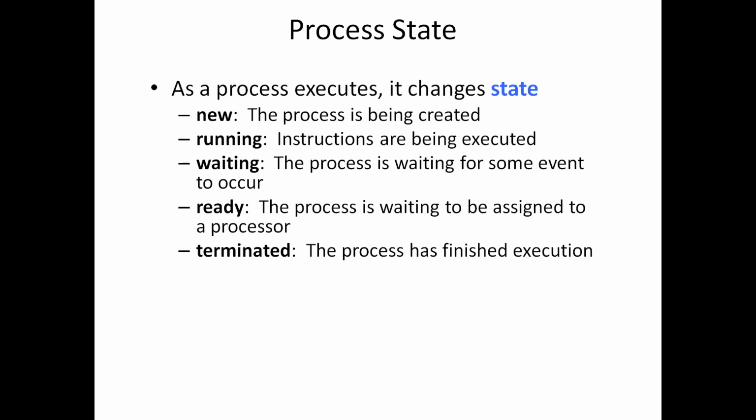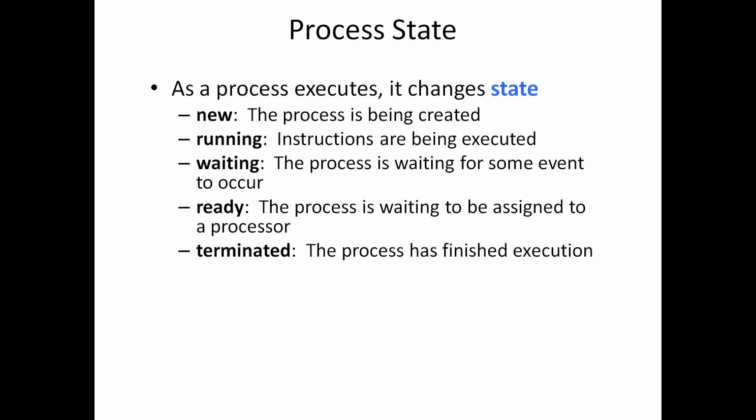Once a process is being created, it will be in the new state. Then we have a running state. Running state means the instructions, the list of instructions available in the program, are being executed. Then the waiting state. Waiting state means the process is waiting for some event to occur. It may be an interrupt or it may be an IO operation.